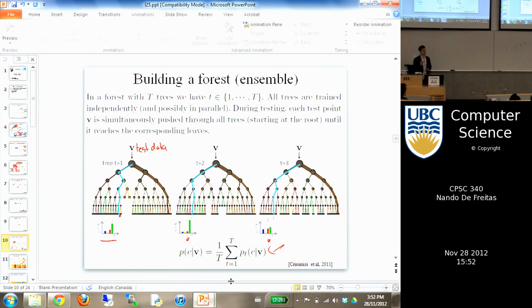Little t is an index over trees. Capital T is all the trees. So I'm averaging the trees. Averaging, as in the usual sense, one tree plus another tree plus another tree divided by the number of trees.